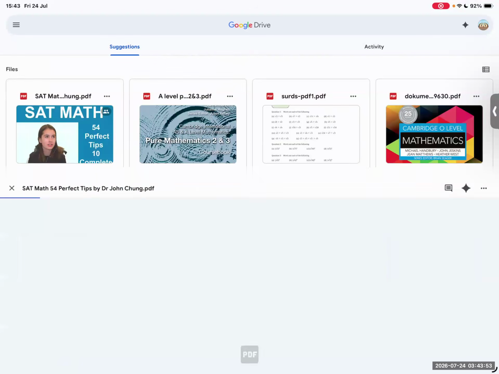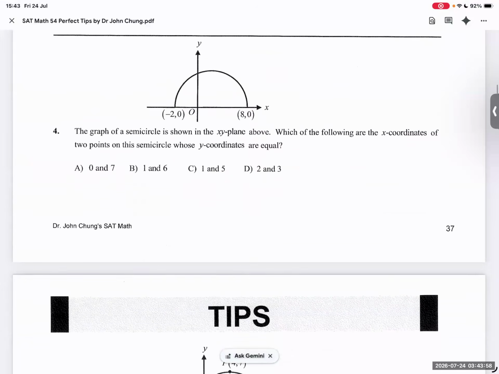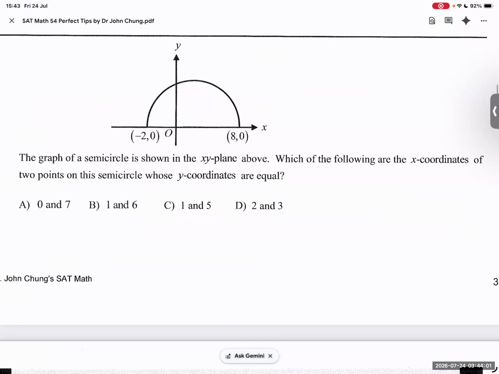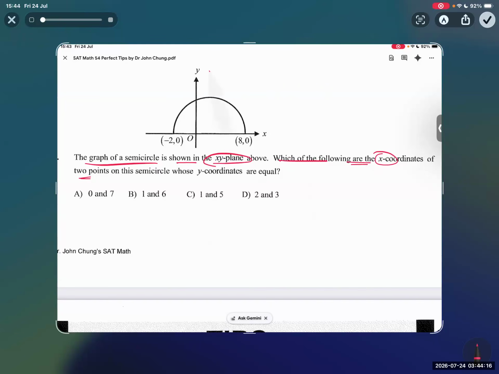Next question. That was this. Similarly, what about this question? That's also kind of a typical SAT question. Now, the graph of the semicircle is shown in the xy plane above. Which of the following are the x coordinates of 2 points on the semicircle? Y coordinates are equal. So, you know, that is the middle line. So minus 2 plus 8, 6 by 2 is 3. So this is your x is equal to 3, right? This is your line of symmetry, the line that divides it into equal parts.